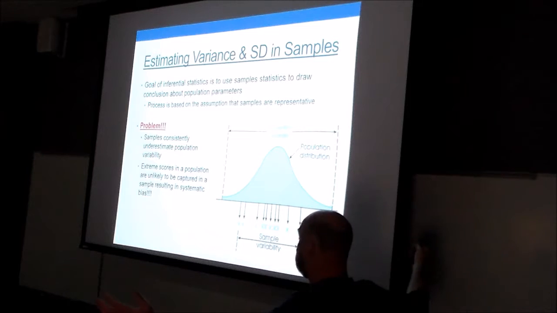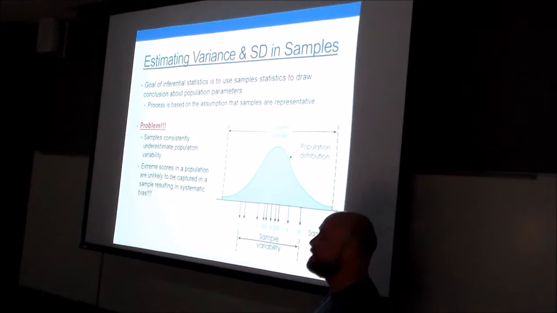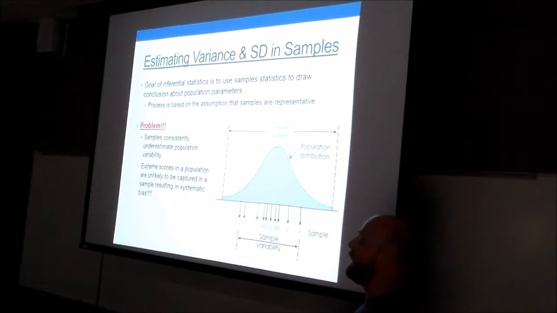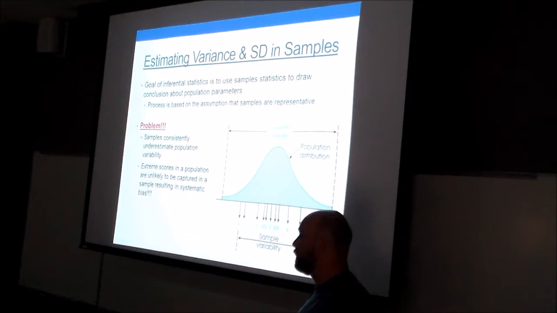But in actual fact, we have far more extremes in the population than I'm probably going to capture. And what this is going to end up resulting in is systematically smaller estimates of population variability than the true actual population parameter.